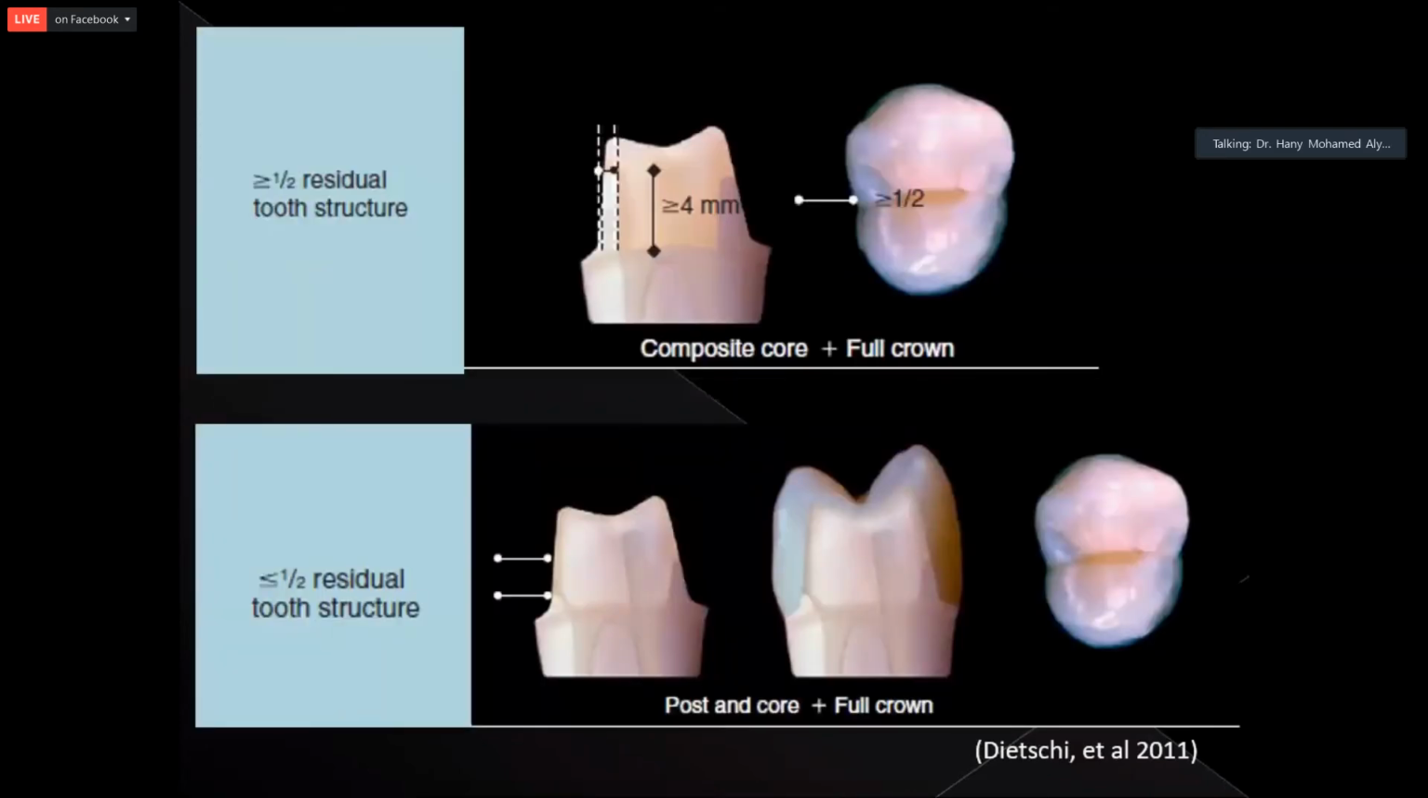This also in a similar way also for maxillary for premolars as well. If the tooth structure remaining is less than half, then post placement is indicated usually in the palatal root, and if the remaining tooth structure is more than half, then no post is indicated.